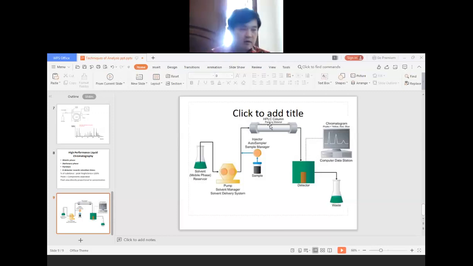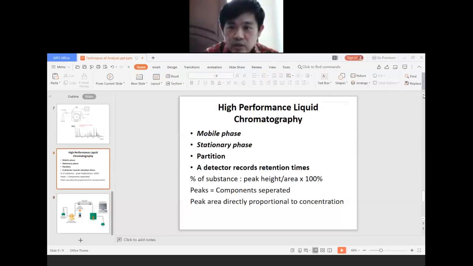For the column, it is not given in our textbook, the explanation of HPLC, but I'm giving you the theory, in which there is an advanced method of chromatography called HPLC. And then there is a detector, and then there is waste, and this HPLC is connected to the computer. More advanced, connected to the computer.